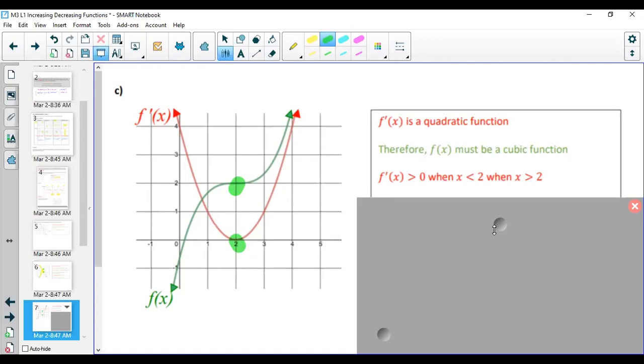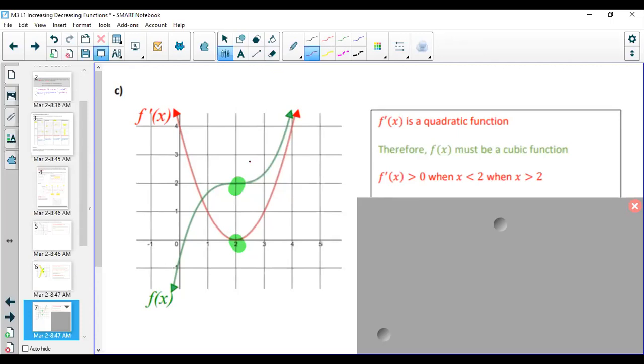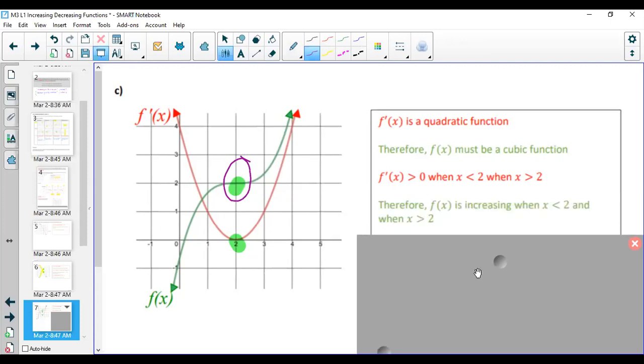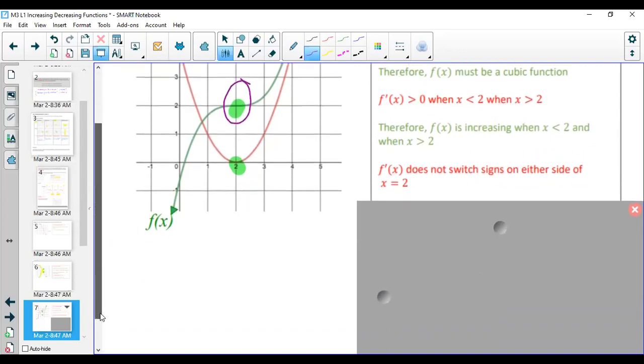So we know that when you see a point like this, let me circle that, a point on the original function where it's neither a local max nor a local min, you expect your derivative to stay either above the x-axis or below the x-axis. That's what I just said: f prime of x does not switch signs on either side of x equals 2.